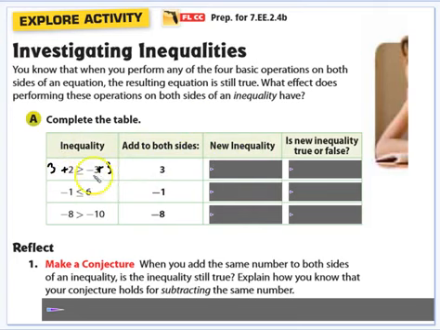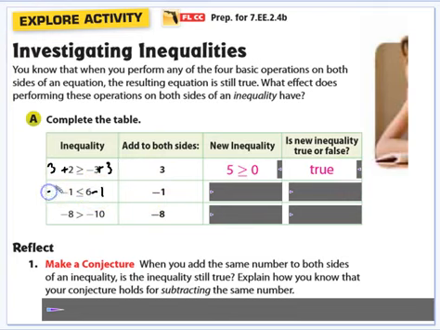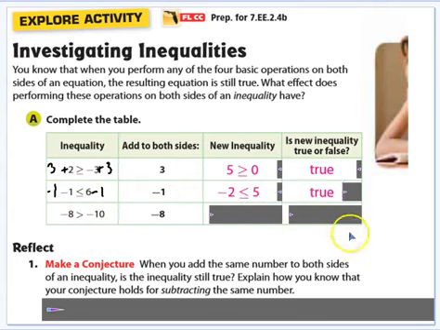This side will become 5. This side will become 0. Yes, it's still true. 5 is still greater than or equal to 0. Subtract from both sides. So it's really just minus 1 and then minus 1. So I'm going to have negative 2 is less than or equal to 5. Is that true? Yes, that's true.